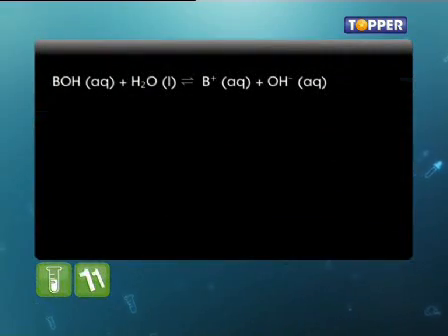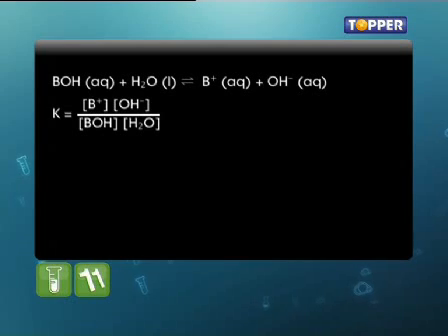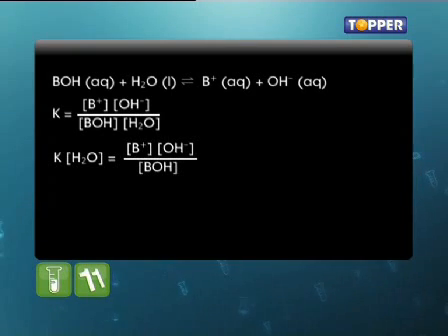Now, for the ionization of a weak base BOH, we can write the equilibrium constant as K is equal to the product of concentration of B+ ions and OH- ions divided by the product of concentration of BOH and water. Here too, water is present in large quantities and its concentration remains practically constant.